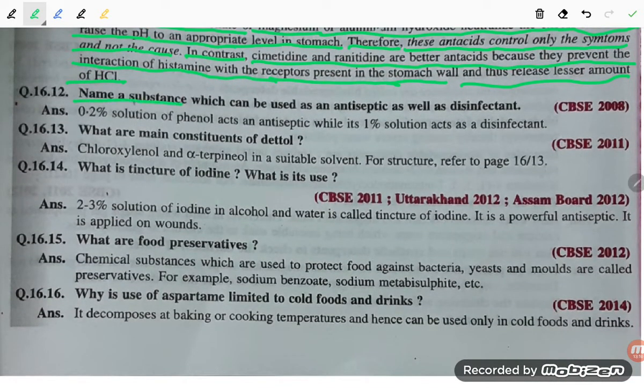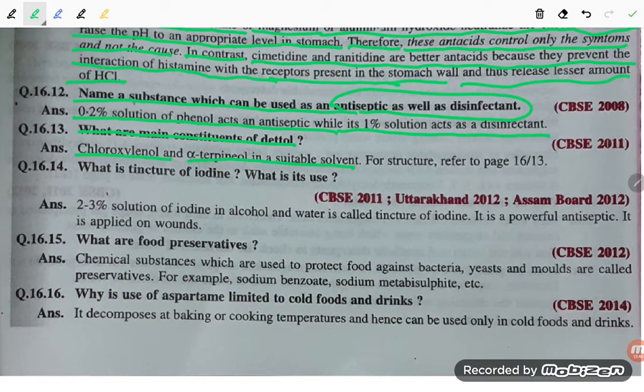Next one, name the substance which can be used as an antiseptic as well as a disinfectant. Okay, so a 0.2% solution of phenol acts as an antiseptic while a 1% solution acts as a disinfectant. Next, what are the main constituents of Dettol? Chloroxylenol and alpha terpineol in a suitable solvent.